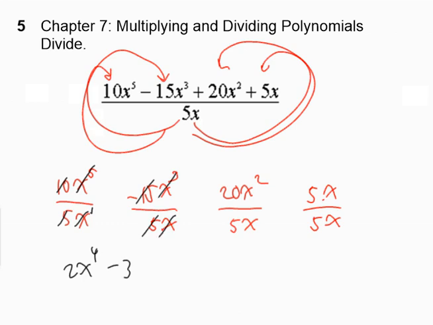X cubed divided by x to the exponent of 1 is x squared. 20 divided by 5 is positive 4. X squared divided by x is just an x. And 5 squared, or any number divided by itself, is going to be a positive 1. So your final answer is the polynomial, or 4-term expression, 2x to the exponent of 4 minus 3x squared plus 4x plus 1.